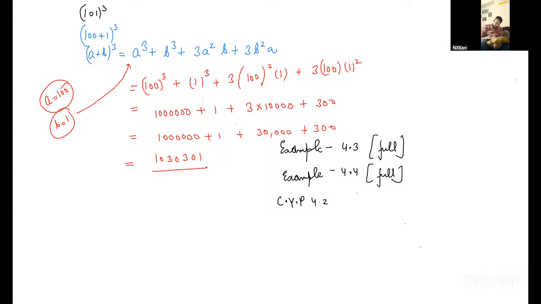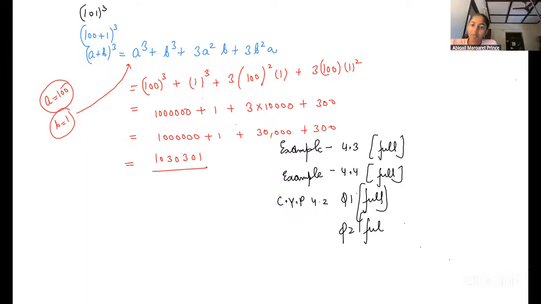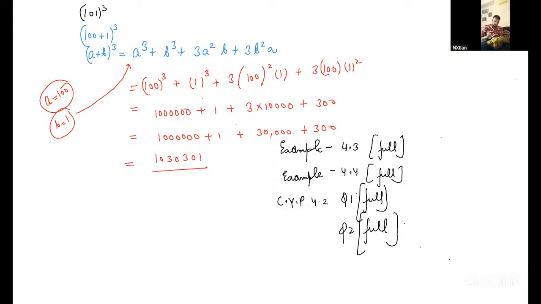UIP 4.2. Question number 1. Cool. Abigail, write this down or take a screenshot or make a cutout and put it in the group also, so that everyone can remember this. Okay. This much only.